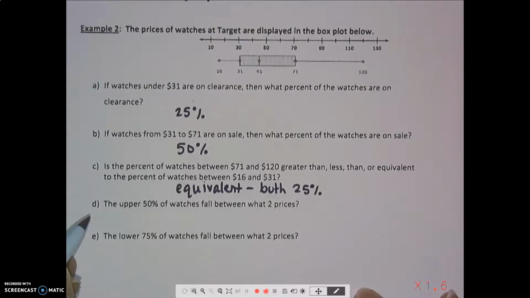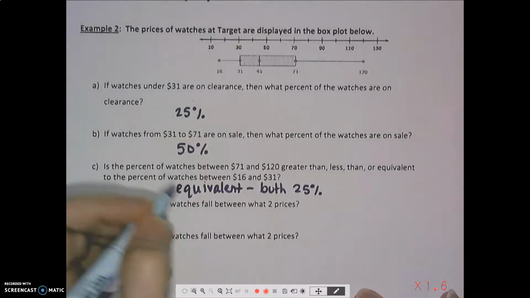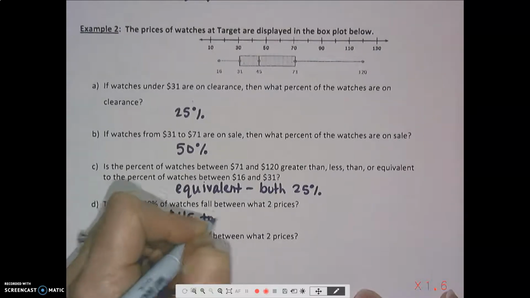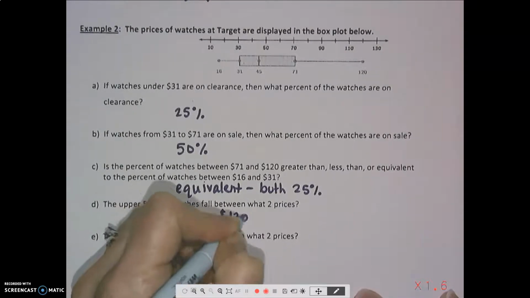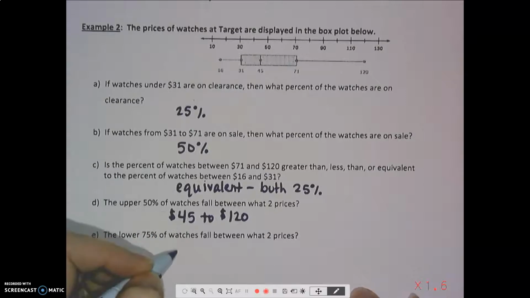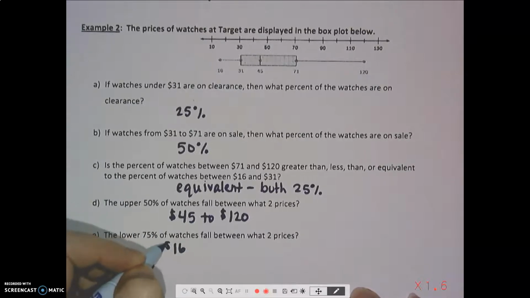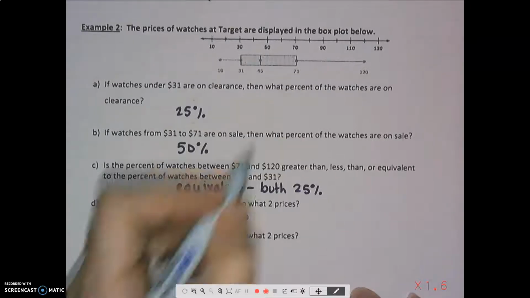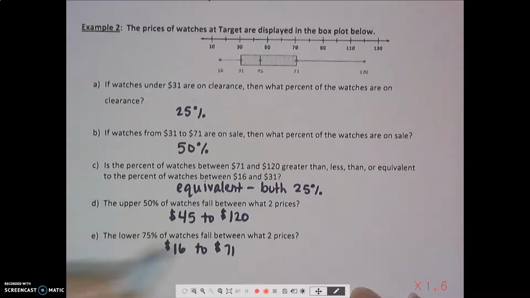The upper 50% of watches falls between what two prices? So upper 50%, 2 chunks, the upper, so we're going to go from the median of $45 to the maximum of $120. Last question dealing with this one, the lower 75% of watches fall between what two prices? So 75% is 3 chunks and it's talking about the lower. So that means we're going to start with the minimum of 16 and we're going to go up to the upper quartile, which is $71.